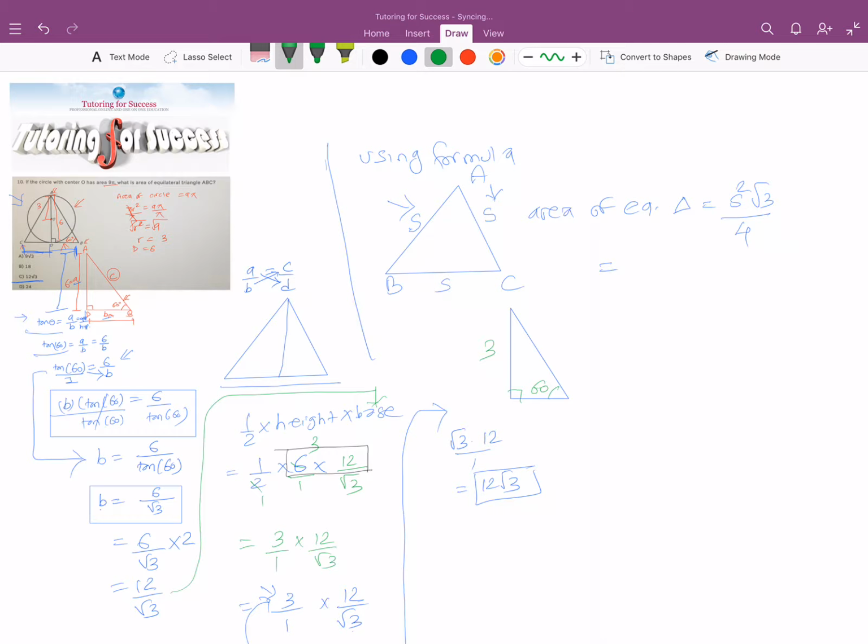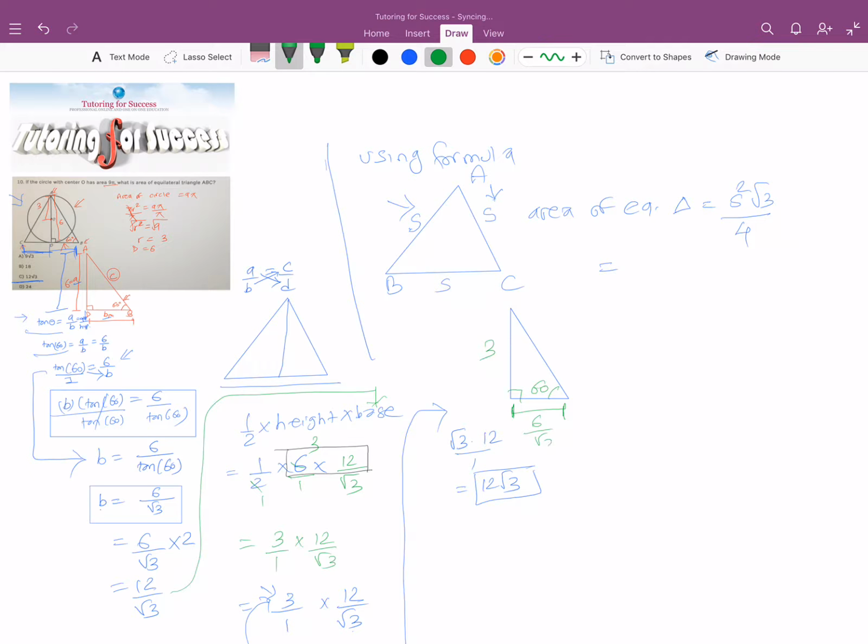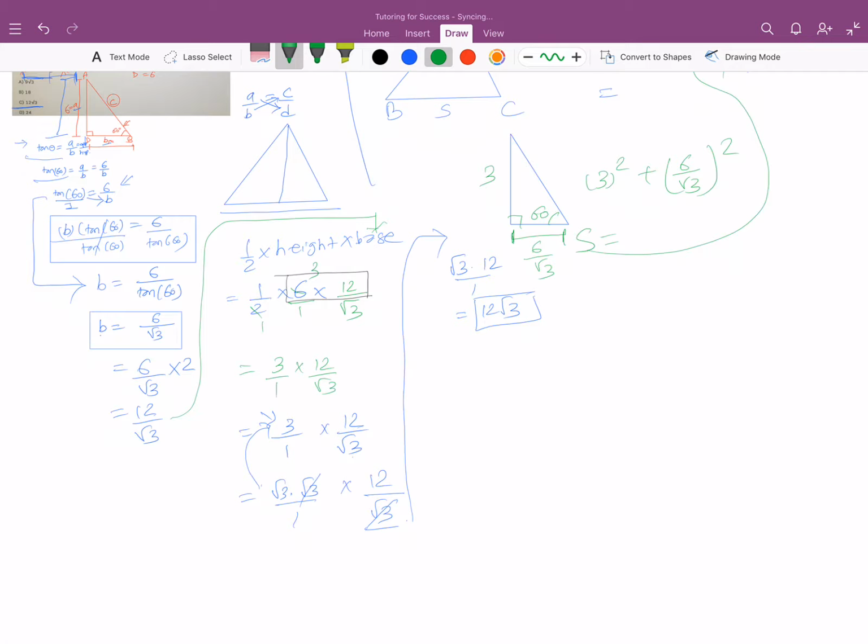Okay, now I can use another method. For this to work, you need to have this part, which in my case I already found. So that would be 6 over radical 3, and then you can find the hypotenuse, which would be the square root of 6 squared plus 6 over radical 3 squared, and whatever you get would be your S. And you can go ahead and plug it into your S squared formula, and you will get a value of 12 radical 3, which is right here.